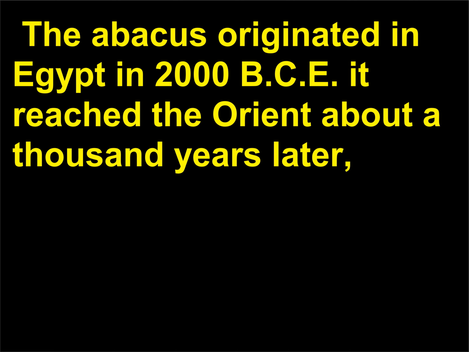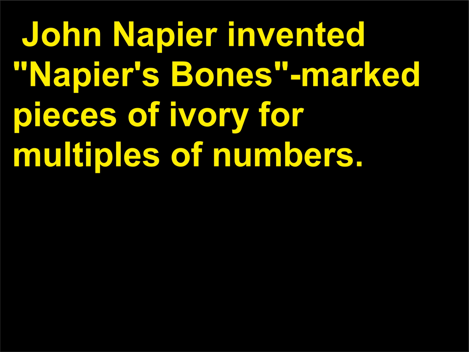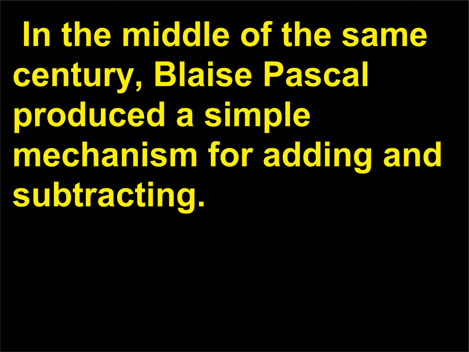The abacus originated in Egypt in 2000 BCE. It reached the Orient about 1,000 years later, and arrived in Europe in about the year 300 CE. In 1617, John Napier invented Napier's bones, marked pieces of ivory for multiples of numbers. In the middle of the same century, Blaise Pascal produced a simple mechanism for adding and subtracting.